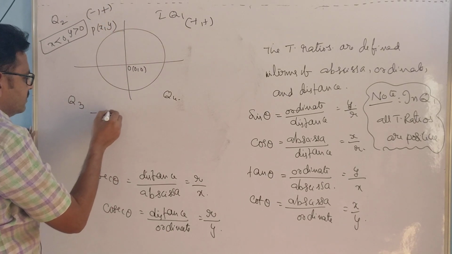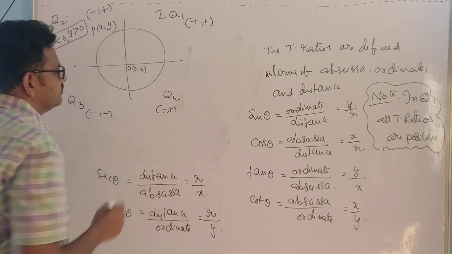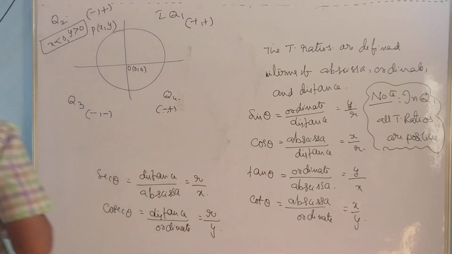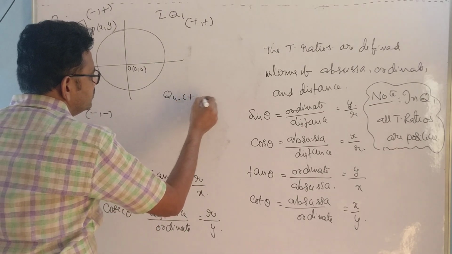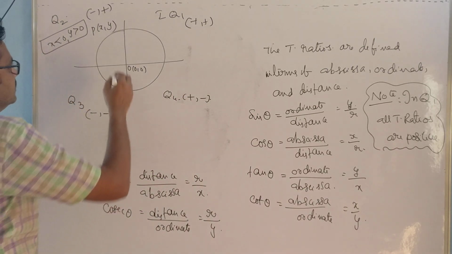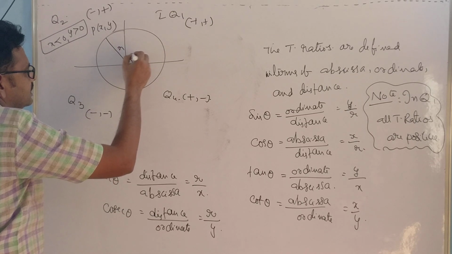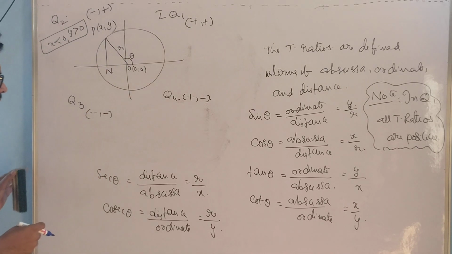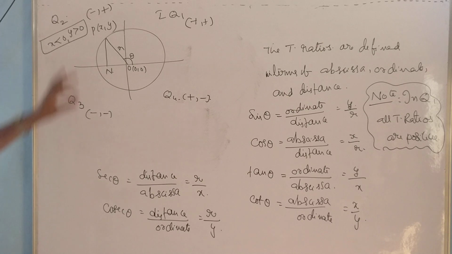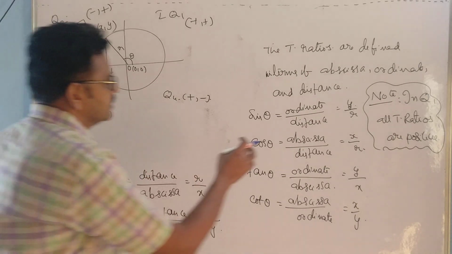In the third quadrant, negative, negative. Fourth quadrant, positive and negative: the x coordinate is positive, the y coordinate is negative. So here, this is OP, r, and this makes an angle theta, and this one is M. If the point lies in the second quadrant, P(x, y), x is negative, y is positive.